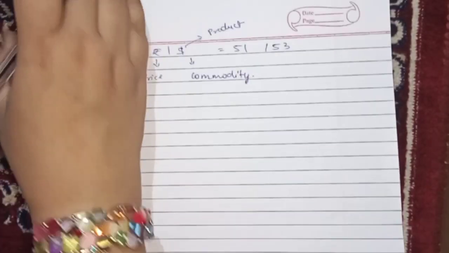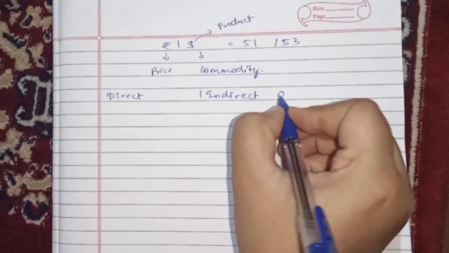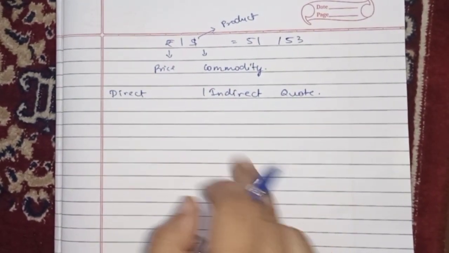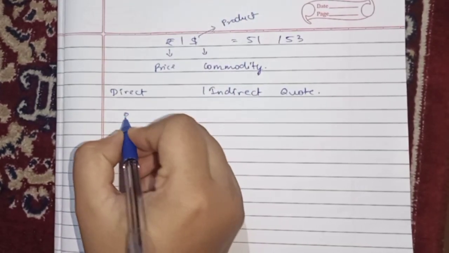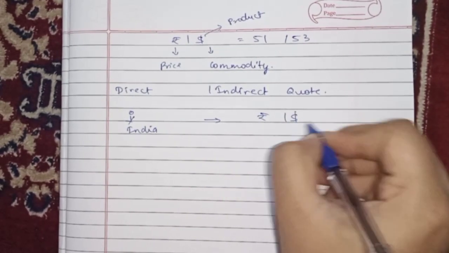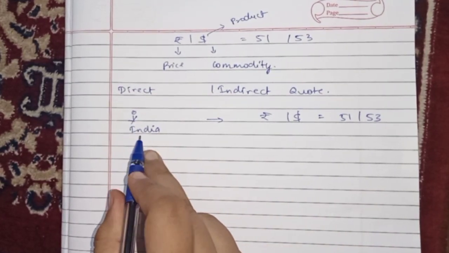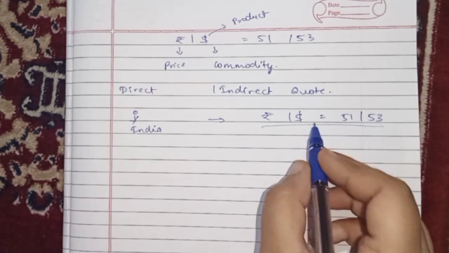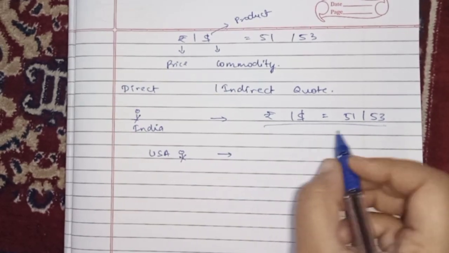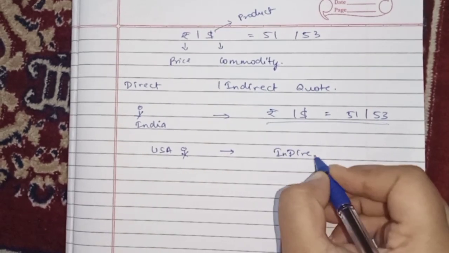The next concept is of direct quote and indirect quote. So what is direct quote and indirect quote? When the home currency per unit of foreign currency is given, it is a direct quote. Example, you are a citizen of India and the exchange rate is given as rupee per dollar is equal to 51/53. So for an Indian citizen, this quote is a direct quote. But when a person of USA nationality is given this same quote, for that person this quote will be regarded as an indirect quote.